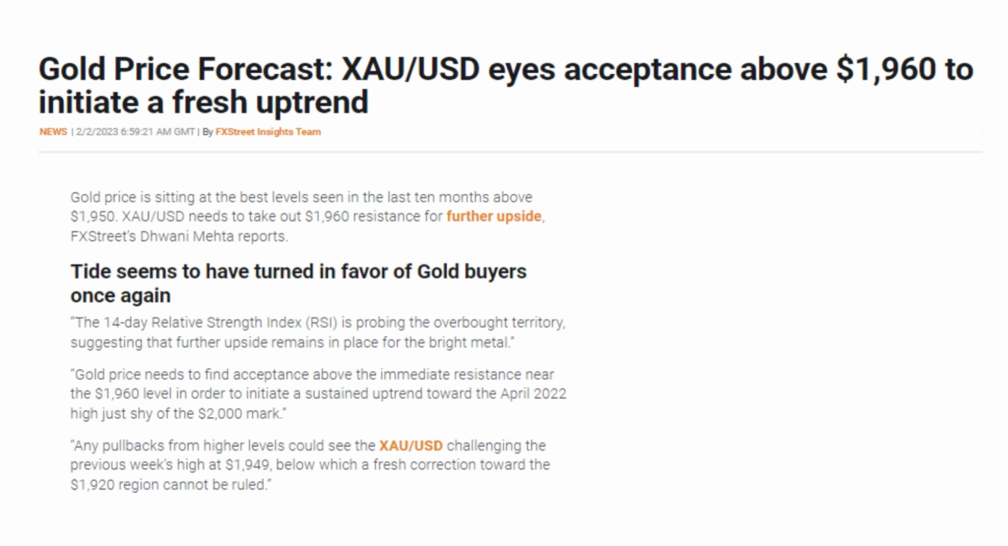The 14-day Relative Strength Index, RSI, is probing the overbought territory, suggesting that further upside remains in place for the bright metal. Gold price needs to find acceptance above the immediate resistance near the $1,960 level in order to initiate a sustained uptrend toward the April 2022 high just shy of the $2,000 mark. Any pullbacks from higher levels could see the XAU/USD challenging the previous week's high at $1,949, below which a fresh correction toward the $1,920 region cannot be ruled out.